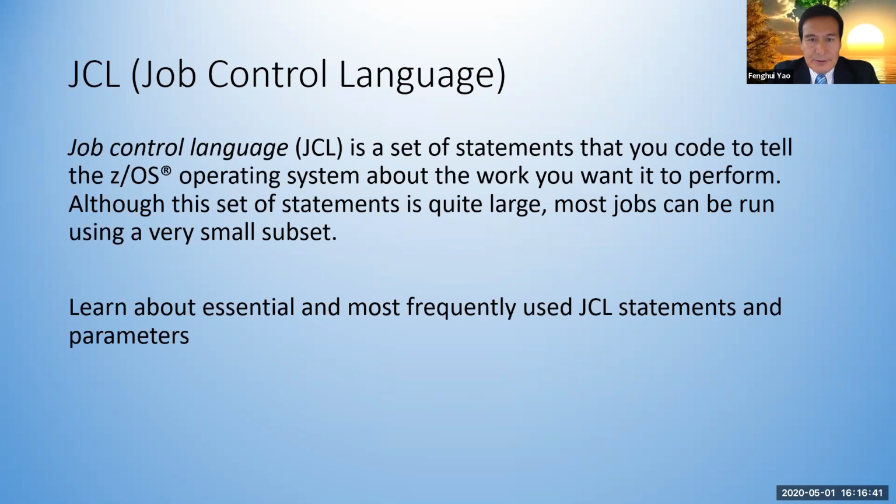JCL is a set of statements that you code to tell the z/OS operating system about the work you want to perform. JCL stands for Job Control Language. Although this statement set is quite large, most jobs can be run using a small subset. Today, we will look at the essential and most frequently used JCL statements and parameters.